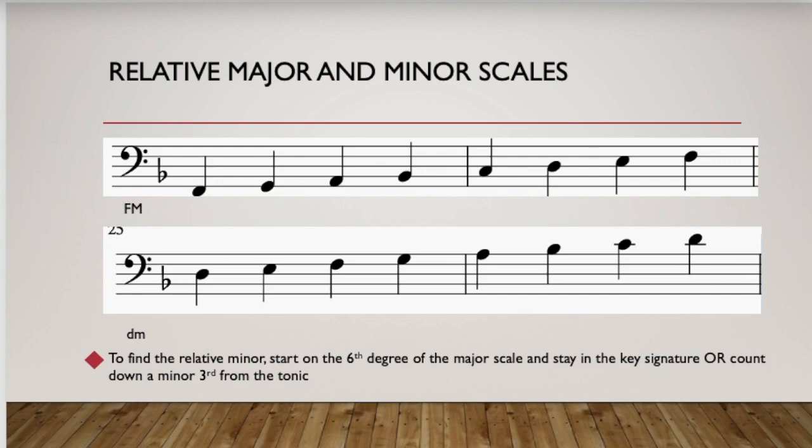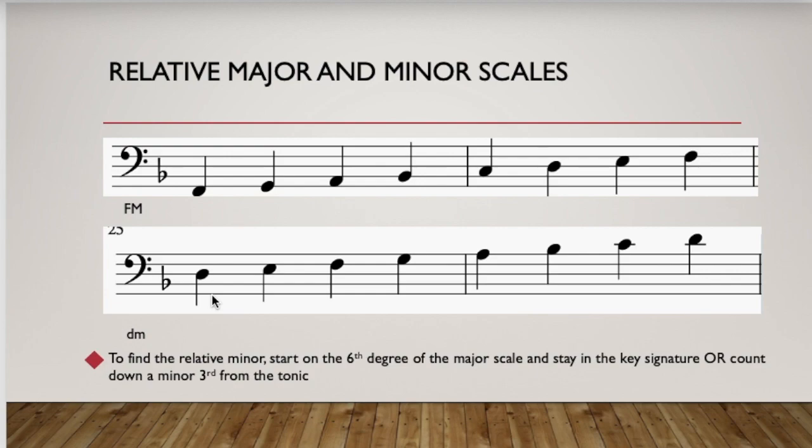Now let's talk about relative major and minor scales. So in the first example here, we have F major, and the second example we have D minor. And you can see that they both have the same key signature, and that they both use the same pitches. They're just starting and ending on different notes. And that's what makes the major scale have that bright, happy sound, is the way the other pitches relate to the tonic, as opposed to the minor scale, which has that darker, sadder sound.